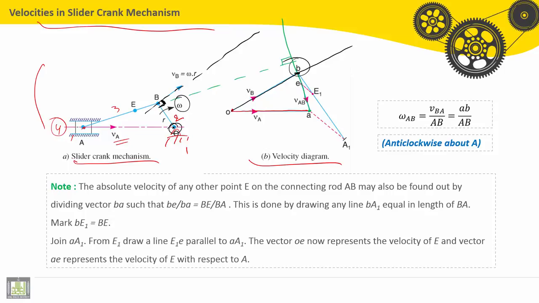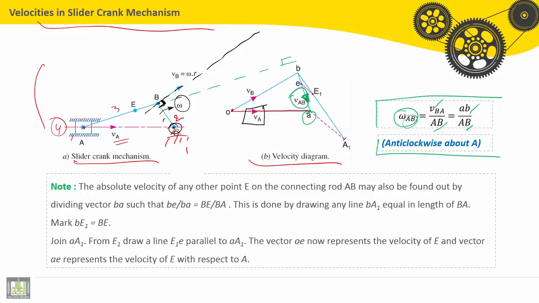Now we have the velocity of point B. Already done velocity of point A. This green line here between B and A, what is this? This is the relative velocity VAB. And we have the rule: WAB is equal to VBA divided by AB. It is equal to the algebraic distance AB divided by the distance AB. And the AB link moves anticlockwise about A.